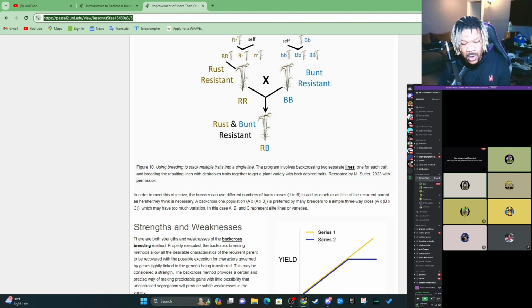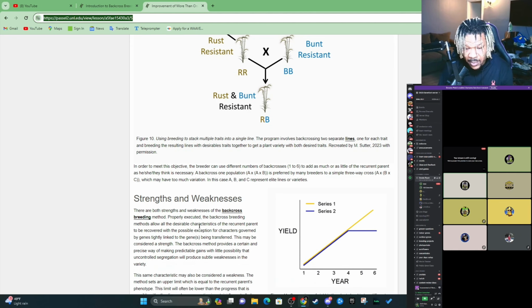Properly executed, the backcross breeding methods allow all desirable characteristics of the recurring parent to be recovered, with the possible exception of characters governed by genes tightly linked to the genes being transferred. Let's go over that again. Properly executed, the backcross allows the desirable characteristics of the recurring parent to be recovered. This is why we run back to backcrossing when we suffer from inbreeding depression, because we are able to recover those desirable traits.